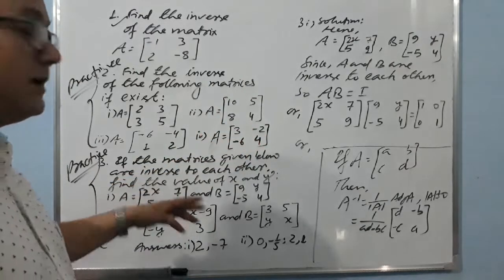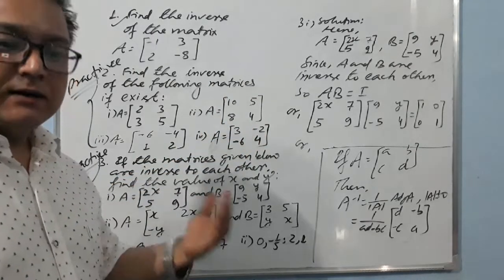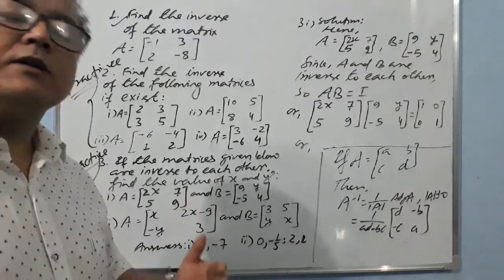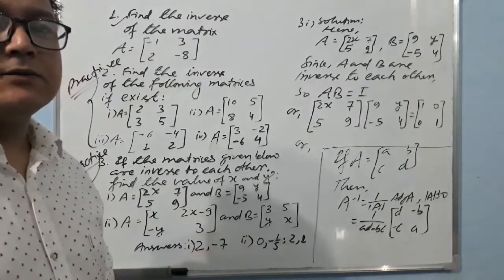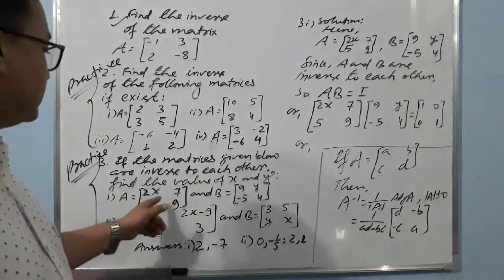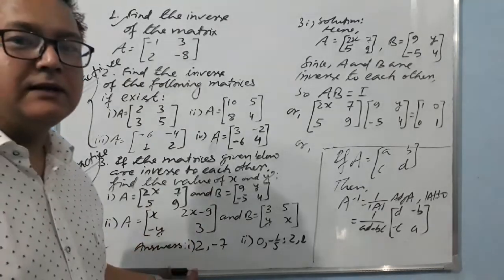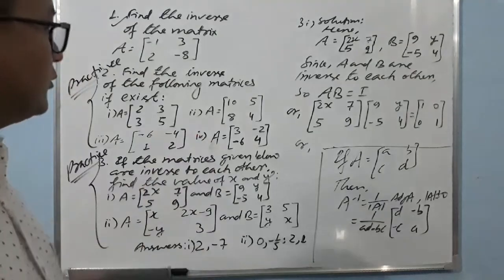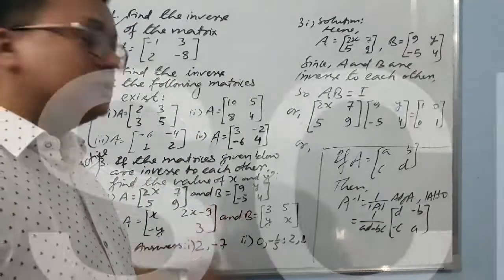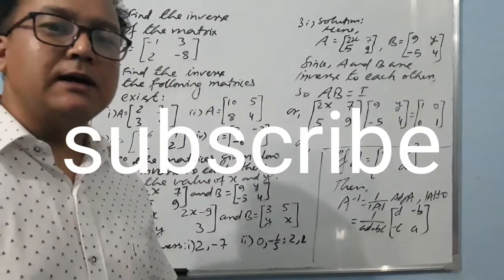If A and B are inverse to each other, then you can write AB is equal to I or BA is equal to I. Any one you can take, and you will definitely get the answers for x and y. The answers to these two questions I have written here. So please do these questions; they are very important for you.